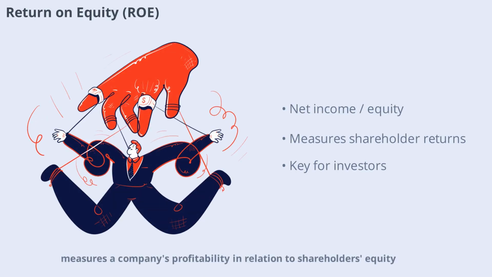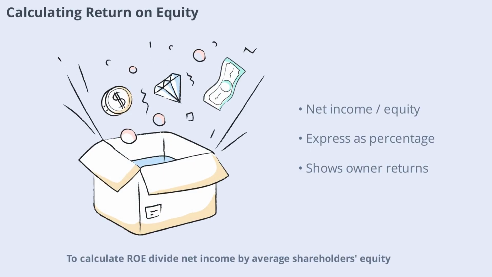Return on equity, or ROE, measures a company's profitability in relation to shareholders' equity. It shows how effectively management is using shareholders' funds to generate profit. ROE is calculated by dividing net income by average shareholders' equity. This ratio is a favorite among investors because it highlights how well a company is rewarding its owners for their investment. To calculate ROE, divide net income by average shareholders' equity and multiply by 100 to get a percentage.